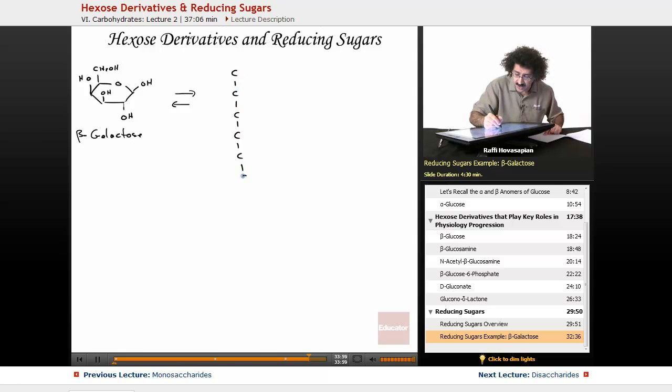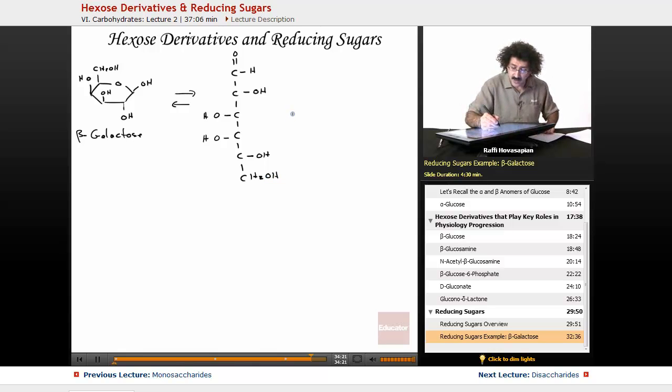1, 2, 3, 4, 5. I have 6 carbons. I open it up. I have the aldehyde on top. And of course I have OH here. This time I have 2 OHs on the left. I have this one. And of course I have my non-chiral carbon, CH2OH. There we go. So now, once it actually opens up and this end is free, it can react with 2 copper 2+ ions to release 2 copper 1+ ions.